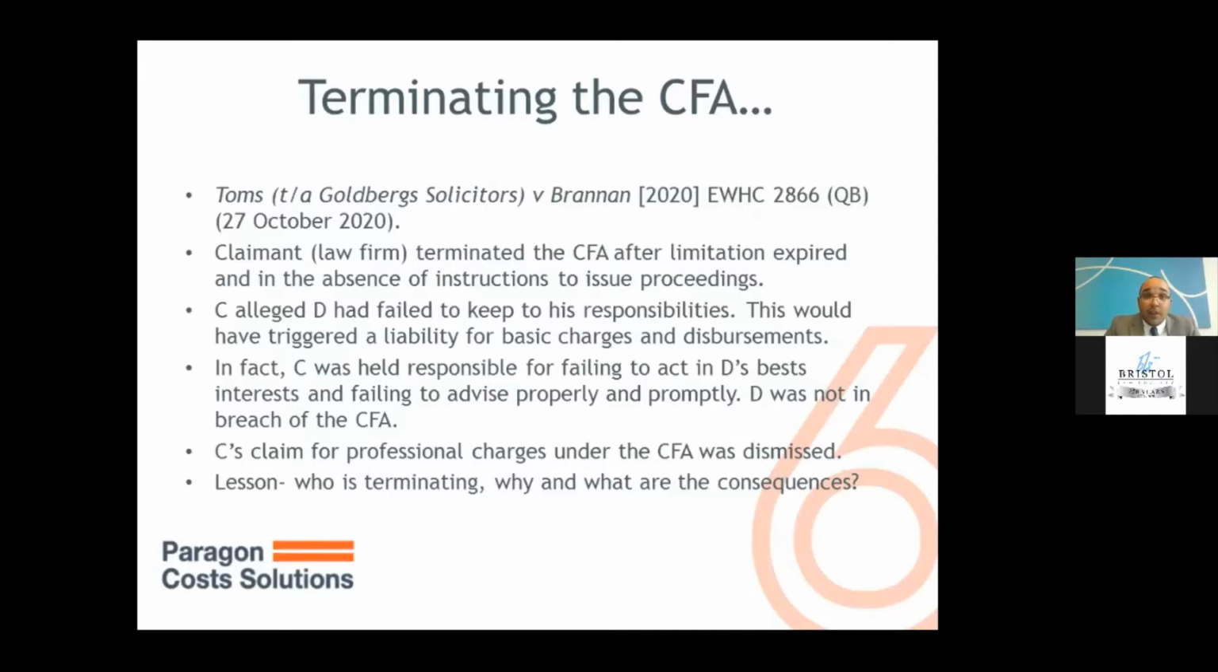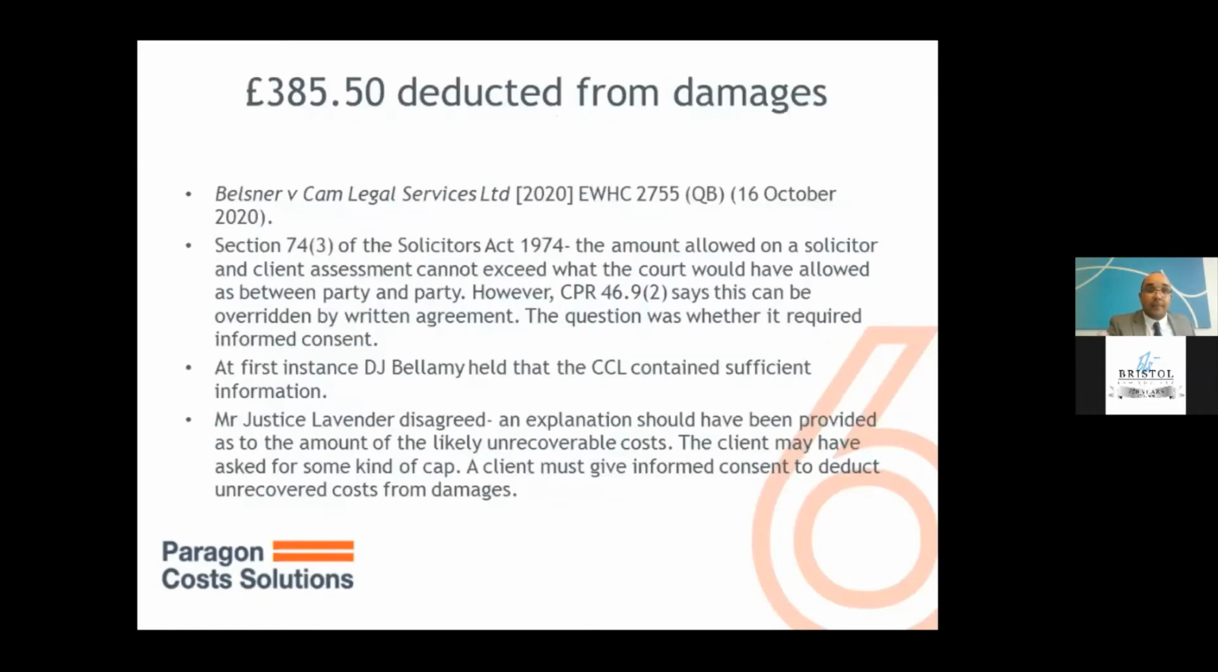So the lesson we learned from this case is to have regard to who is terminating the CFA, why it's being terminated, and what are the consequences, and particularly to pay close attention to this when drafting the CFAs. And if you're thinking of terminating, you want to be sure that you're terminating on the appropriate grounds.